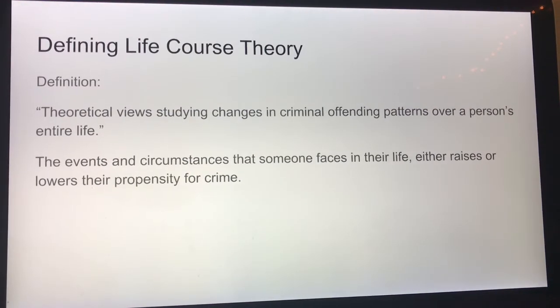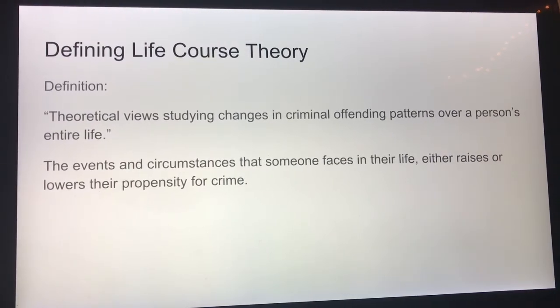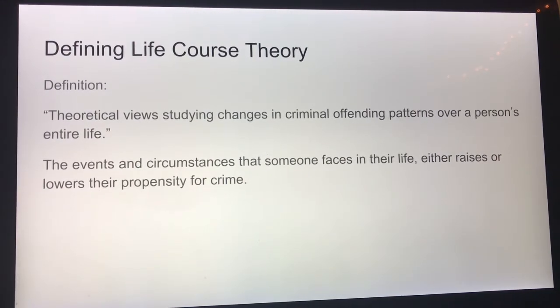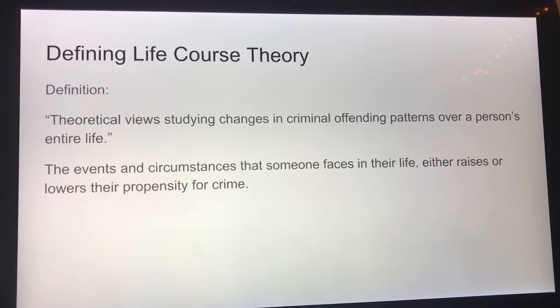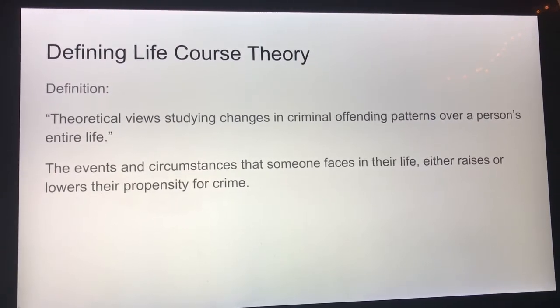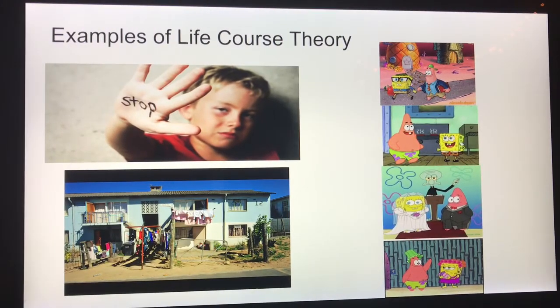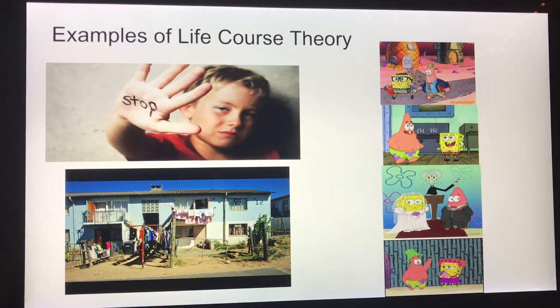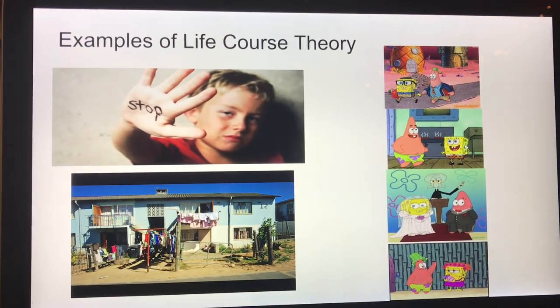The life course theory is one of the developmental theories in criminology that studies the changes in criminal offending patterns over a person's entire life. The events and circumstances that someone faces in their life either raise or lower their propensity for crime. For example, if a 10-year-old witnesses his or her father committing a violent crime, his or her propensity for crime will raise, which means they will be more likely to commit a crime in the future.